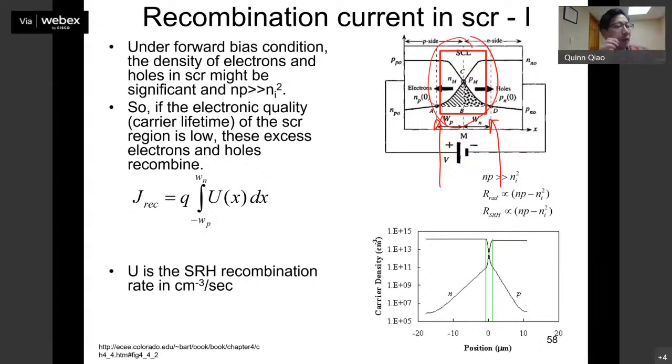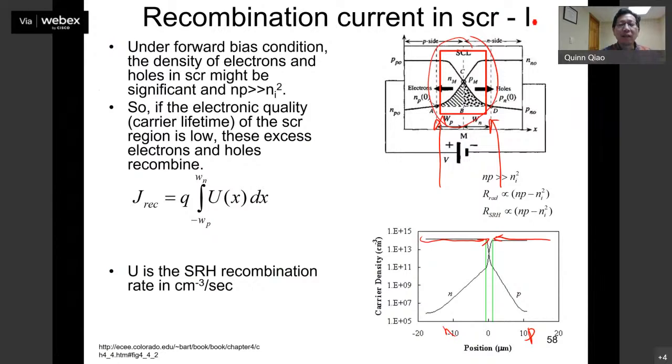So typically, if you think about a diode and you start to add forward bias, you can inject a lot of electrons into the junction, the depletion region. You also inject a lot of holes into the depletion region. Think about this: this is the N side, this is the P side. You inject a lot of electrons and a lot of holes. What happens in the depletion region? The positive charge and negative charge you inject recombine with each other and kill themselves. That's called recombination in the SCR.